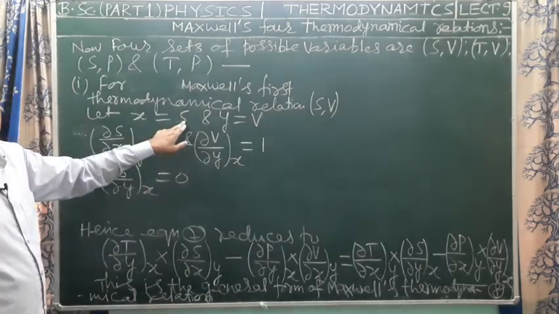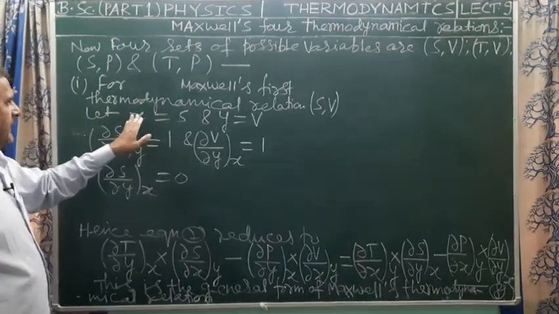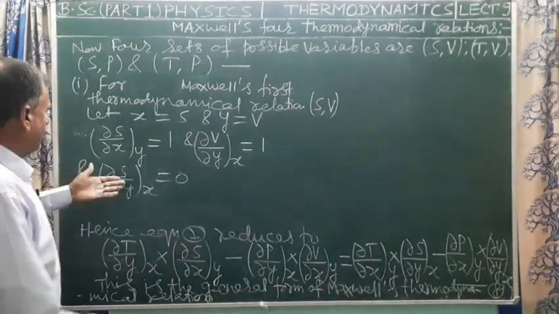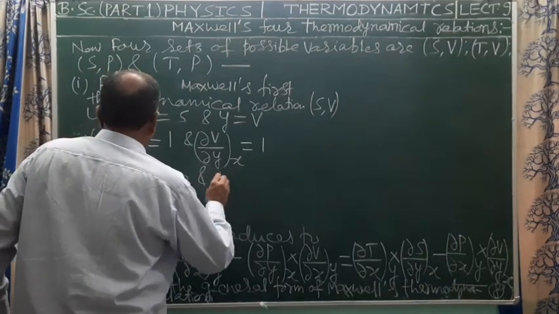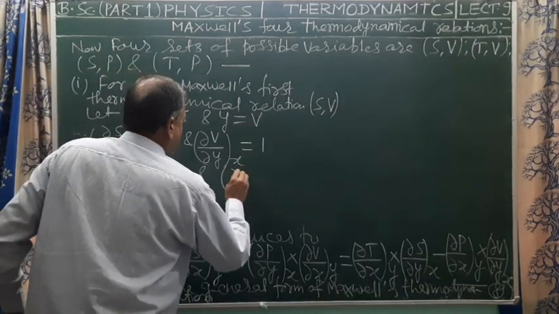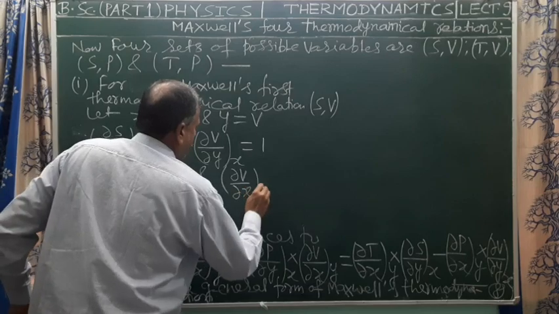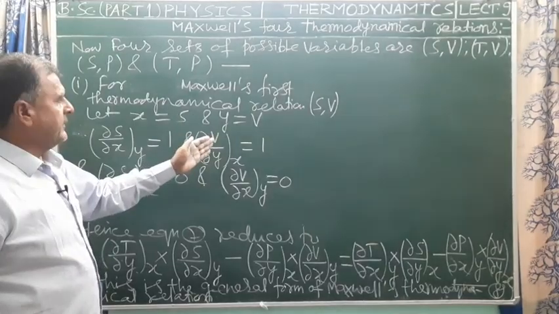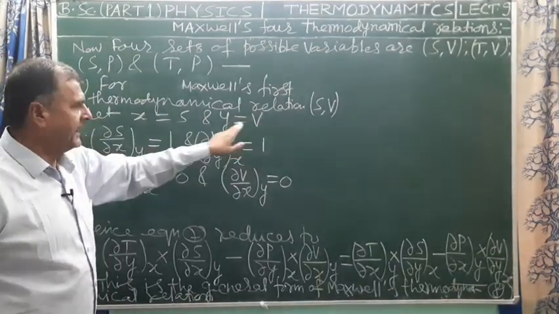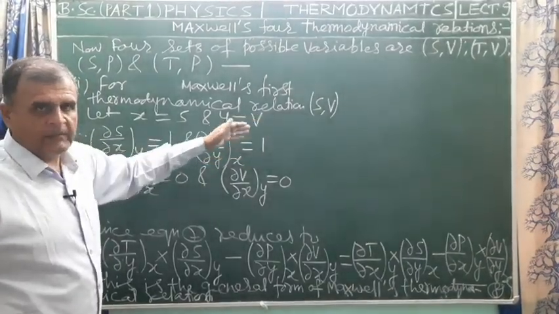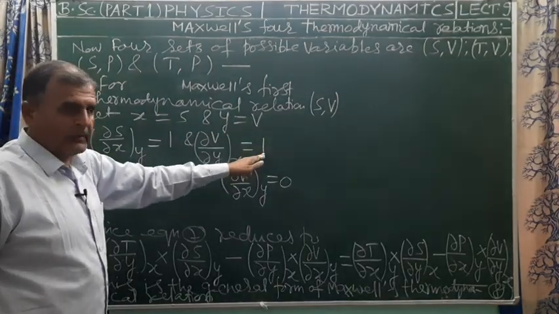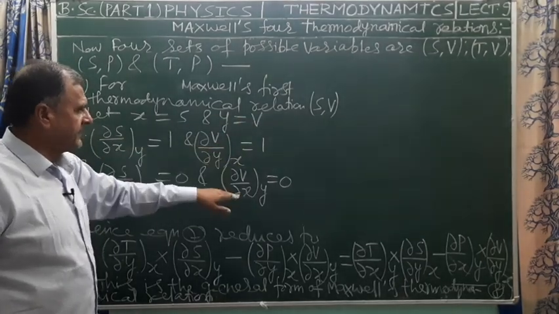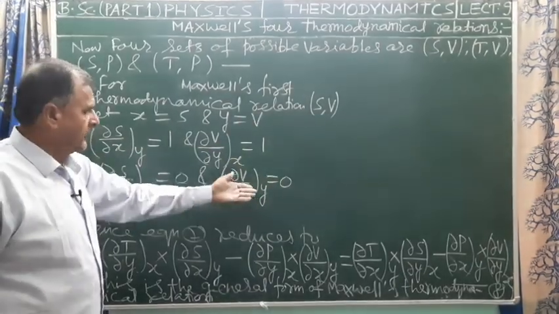अब S का पार्शियल डिफरेंशिएशन करेंगे y के रिस्पेक्ट में. Suppose हमने किया है x equal to S, so del S upon del y equals to 0 at constant x, and del V upon del x at constant y equals to 0, because we have taken y is equal to V. So del V upon del y, V को y के रिस्पेक्ट में पार्शियली डिफरेंशिएट करने पर हमें 1 ऑब्टेन होगा at constant x, but V को x के रिस्पेक्ट में डिफरेंशिएट करने पर 0 होगा at constant y.